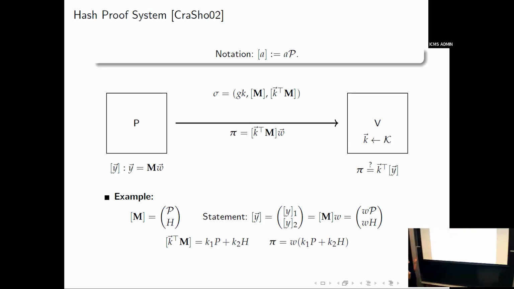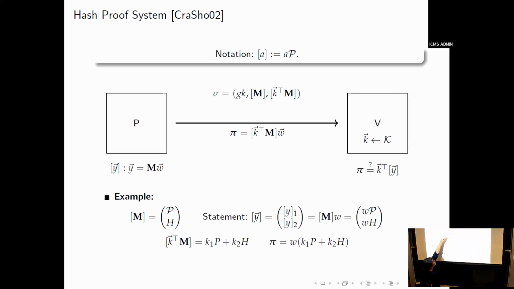What is a hash proof system? Well, it's a designated verifier proof system, okay? The verifier is not a public entity. Not everybody can play the role of the verifier, okay? The verifier has chosen some vector K, and this is his secret key. And only the person that has the secret key can verify the proof.